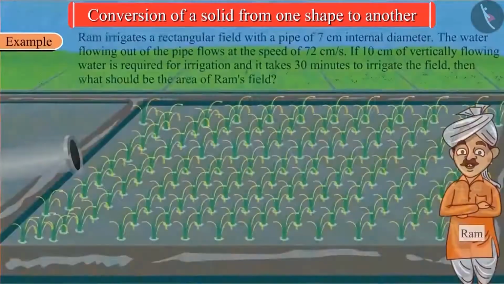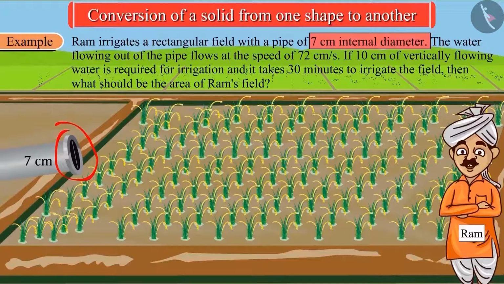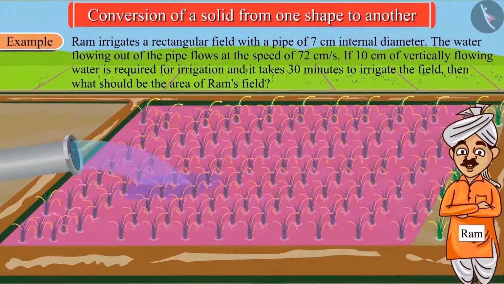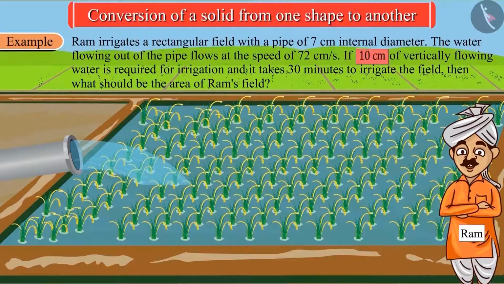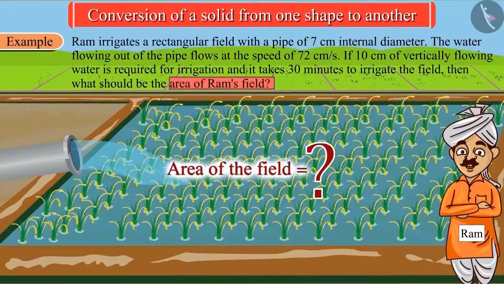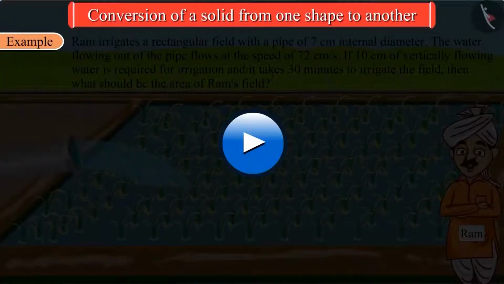Ram irrigates a rectangular field with a pipe of 7 cm internal diameter. The water flowing out of the pipe flows at the speed of 72 cm per second. If 10 centimeters of vertically flowing water is required for irrigation and it takes 30 minutes to irrigate the field, so what should be the area of Ram's field? Pause the video to try yourself and then check your answer.